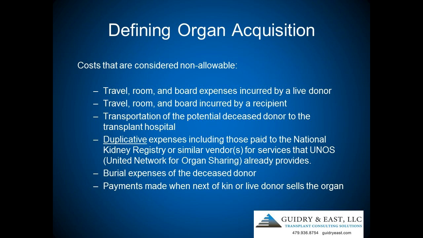Any duplicative expenses, including those paid to National Kidney Registry or similar vendors for services that UNOS already provides. Any burial expenses of the deceased donor, and payments made when the next of kin or live donor sells the organ. In fact, now we are required as transplant programs to consent the patient and the live donor on the fact that buying or selling organs in the United States is illegal.